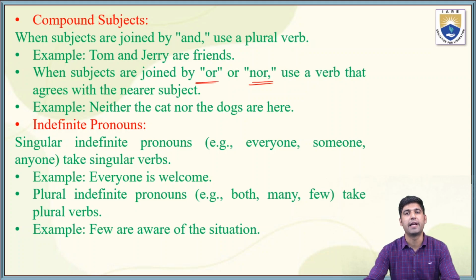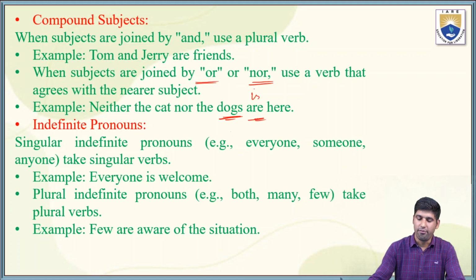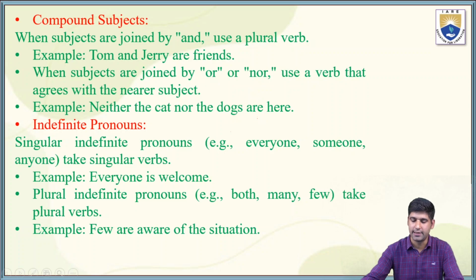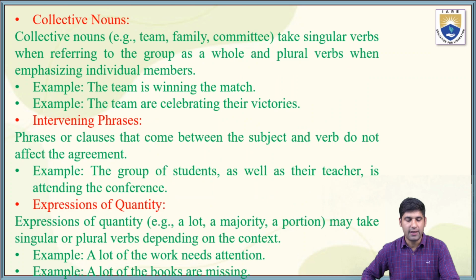Now when subjects are joined by or, nor, use a verb that agrees with the nearer subject. Like, see, neither the cat nor the dogs. So dogs is nearer to the verb, so are is used here. Had it been neither the cats nor the dog, then we would have to use is, because when a sentence contains nor or or, the verb will agree with the subject which is nearer to it.